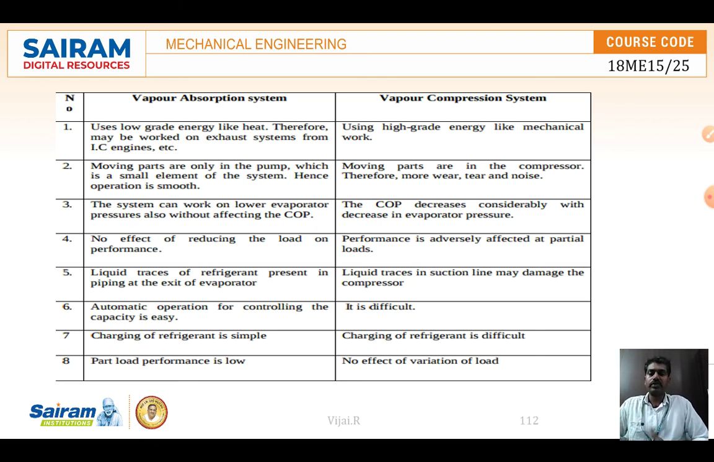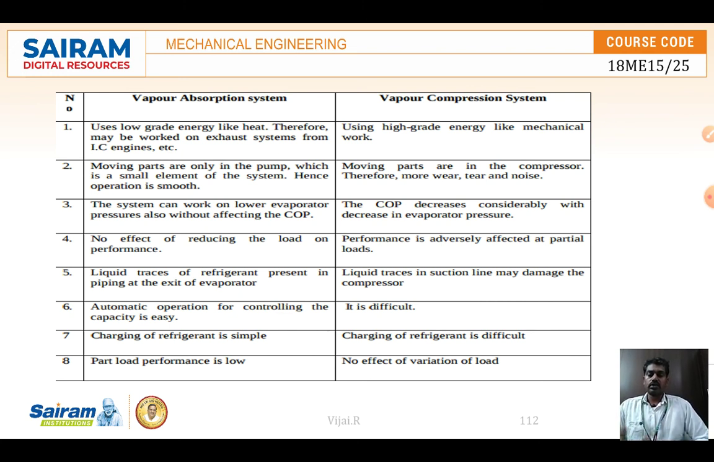And what are the differences between the absorption system and the compression system? Here we can use low grade energy like heat. In the vapor absorption system we can use heat, the low grade energy. Therefore it may work on exhaust from IC engines. In the vapor compression system, high grade energy is needed for compressing. And in the vapor absorption system, the moving parts will be less when compared to vapor compression. The compressor needs more wear and tear. It has more moving parts, and wear and tear will be more.